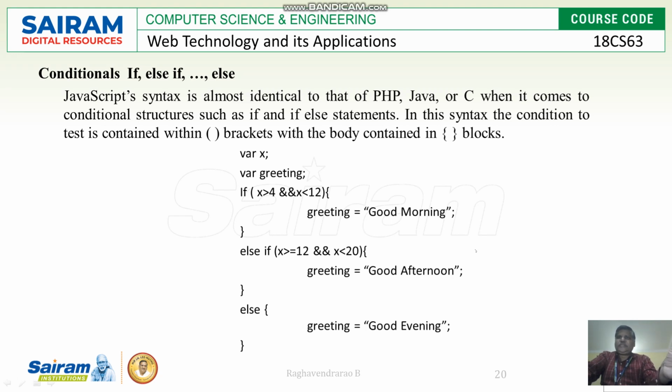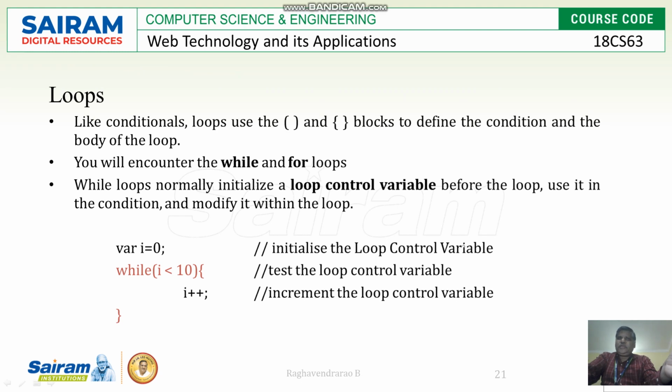Okay. Next is about the loops. There is the while loop and there are for loops. You can use these loops, and an example is given on how to write this particular loop. Variable i equal to 0, while i is less than 10, i plus plus. So there is initialization, condition, and increment. In this you can write a number of statements. We already used this just to understand what JavaScript supports.